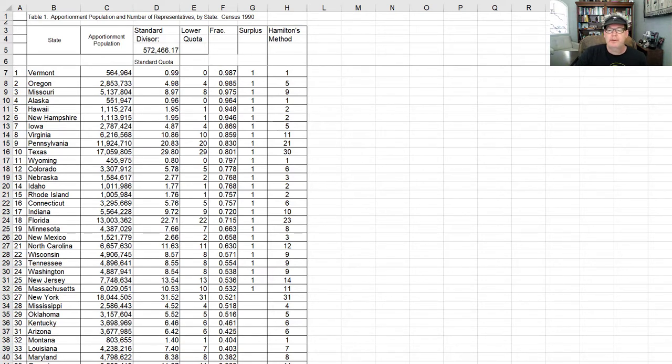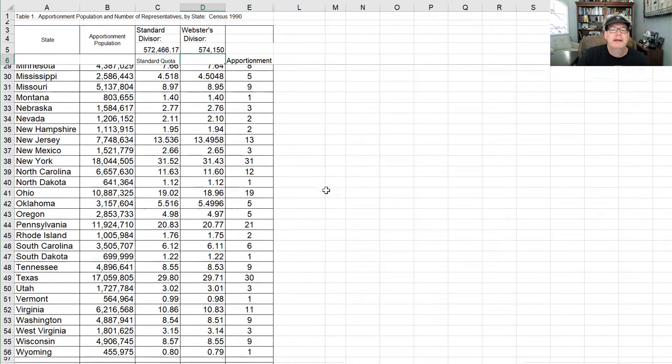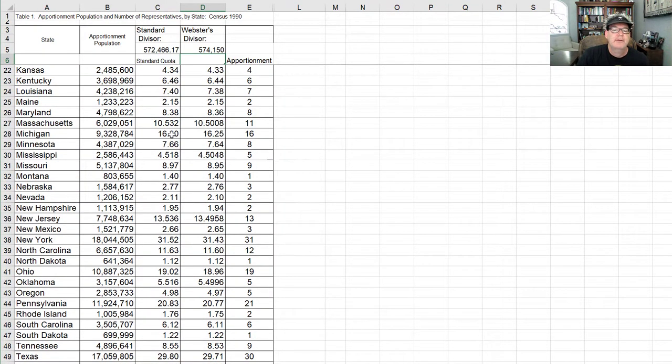But let's see if I change the divisor to get regular rounding to work. I now have to have a bigger divisor, and this one's pretty fine. So let's see, 574,150. So it took a lot of experimenting, and I went to a lot of decimal places here so you can see how close it was. So Massachusetts barely got the seat.